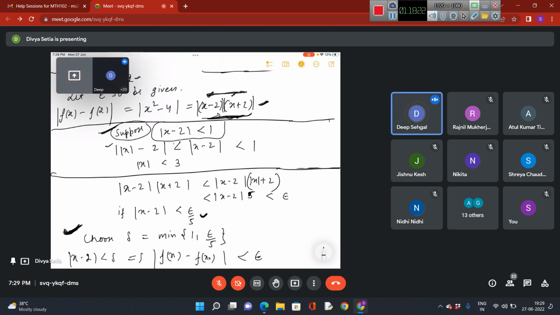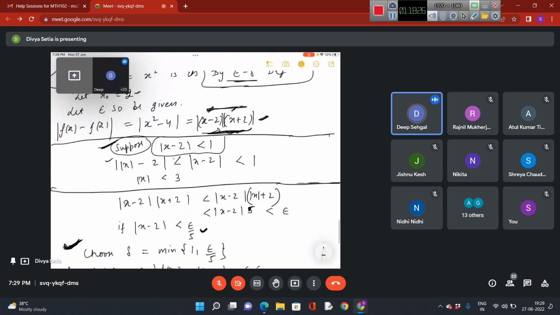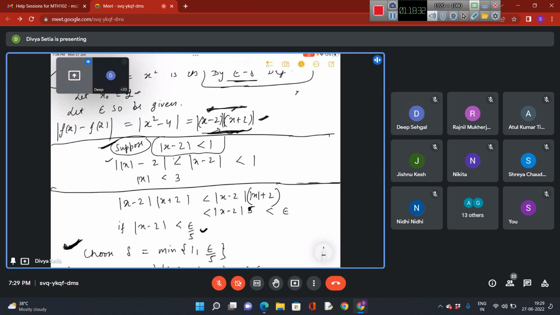Could you explain this thing again? If we want to remove x, then why are we just removing the x plus 2 thing? Why not the x minus 2 also? Because in the definition you want to construct delta, right? Delta consists of |x minus x naught| should be less than delta. So why will you remove x minus 2? You want this thing here.